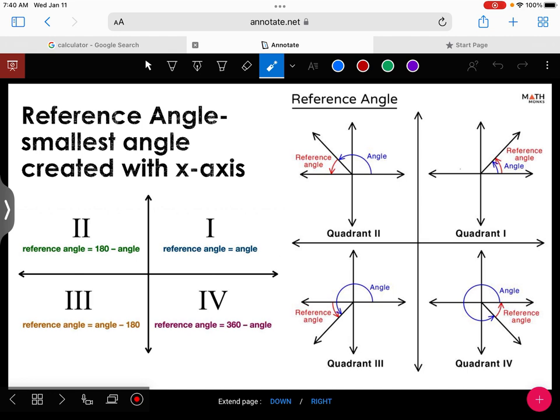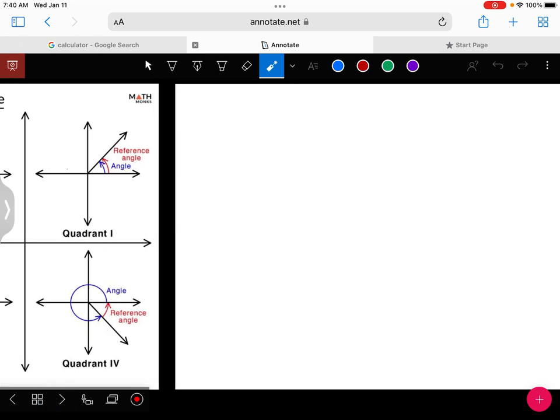So here you would do 180 minus the angle. In quadrant 3, if you have an angle in quadrant 3, you would take the angle minus 180 to get your reference angle. And if you're in quadrant 4, you would take 360 minus the angle. So let's go ahead and practice finding a few reference angles.